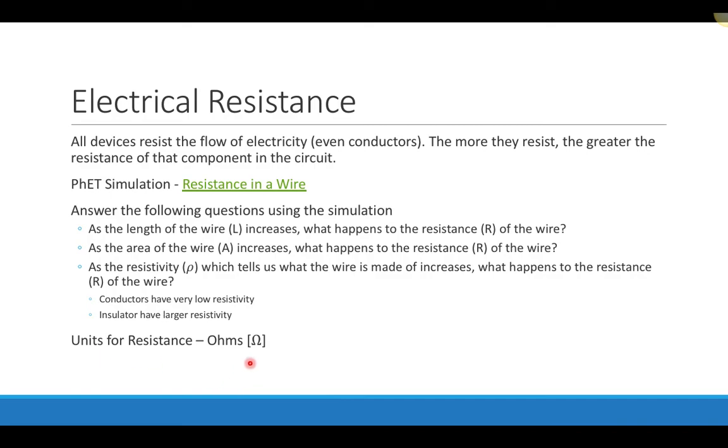The units that we use for resistance are ohms, and I actually forgot to mention the units for current. Current is defined as charge that flows per unit time, so that's coulombs per second, and coulombs per second is actually defined as an amp. So current is measured in amps, voltage is measured in volts, and now we have resistance, which is measured in ohms.